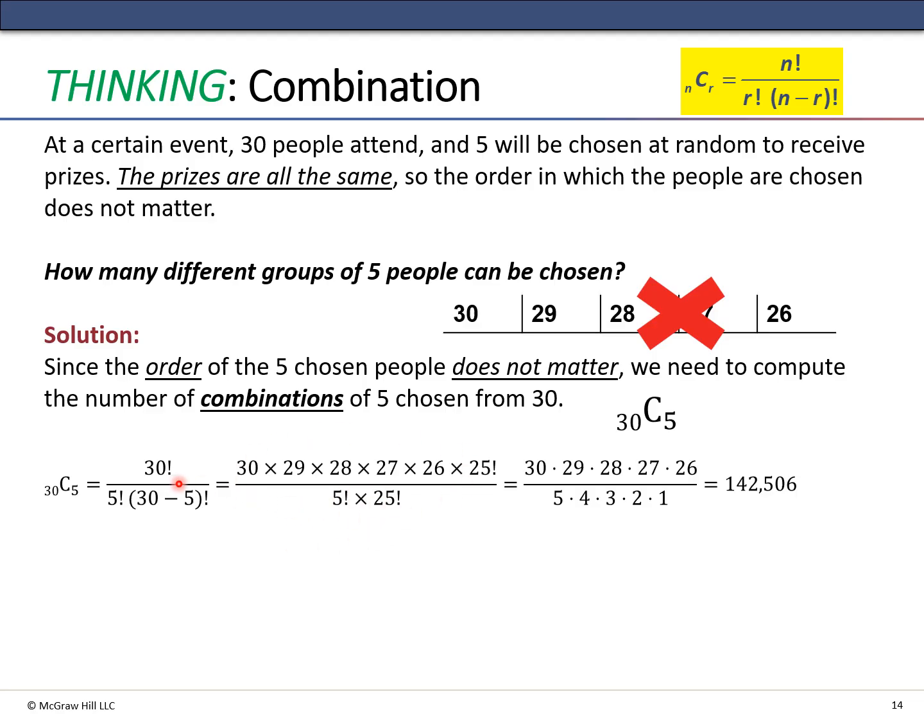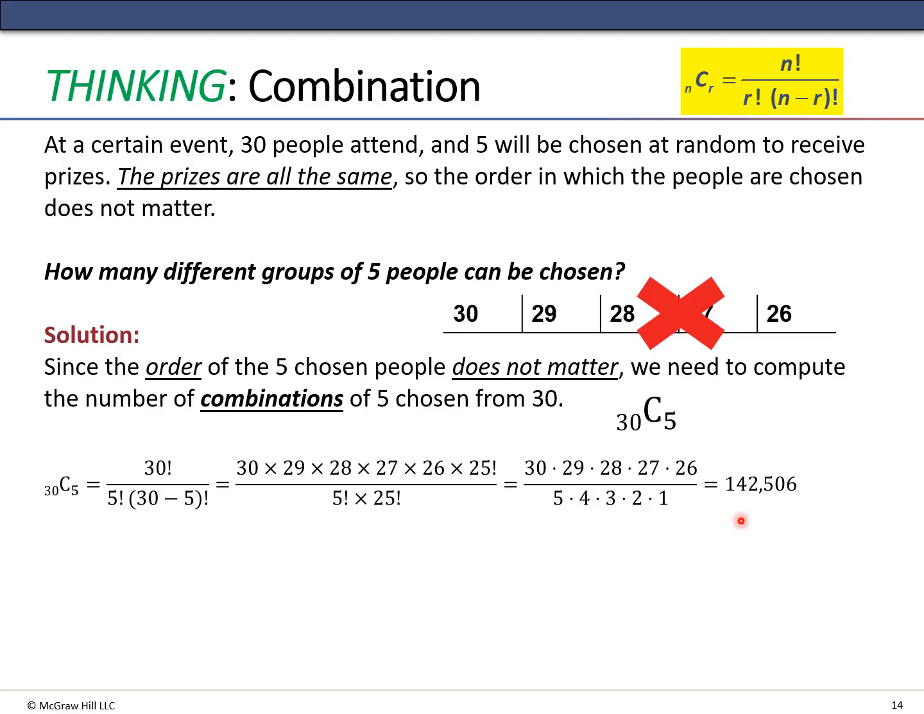And remember that whenever you have a factorial, you can break it down, you can factor it into lower factorials, every number below. This is 30 times 29 factorial, or 30 times 29, 28, 27, 26 times 25 factorial. So we can easily see we can cancel out the 25 factorials, and we're left with this simple product and ratio. And we see that there are 142,506 different ways, or different groups of 5 people, based upon just 30 of them.